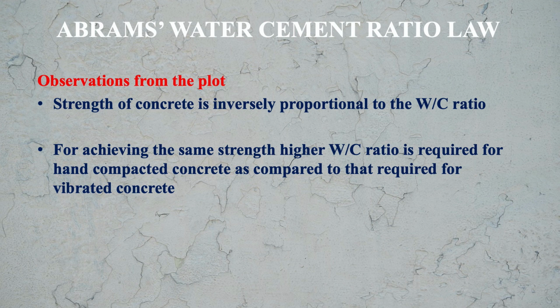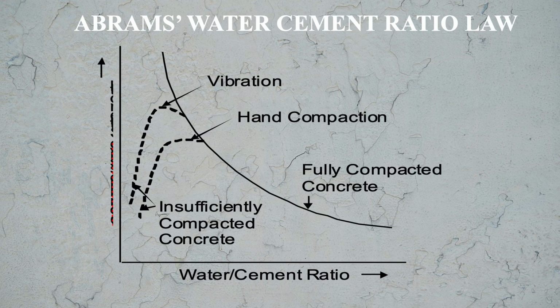For achieving the same strength, higher water cement ratio is required for hand compacted concrete as compared to that required for vibrated concrete. From the graph, you can see hand compacted concrete and vibrated concrete, two dotted lines. One is for hand compacted, another one is for vibrated concrete. So from this you can see that for hand compacted concrete, higher water cement ratio will be required for achieving the same strength in comparison to the vibrated concrete.